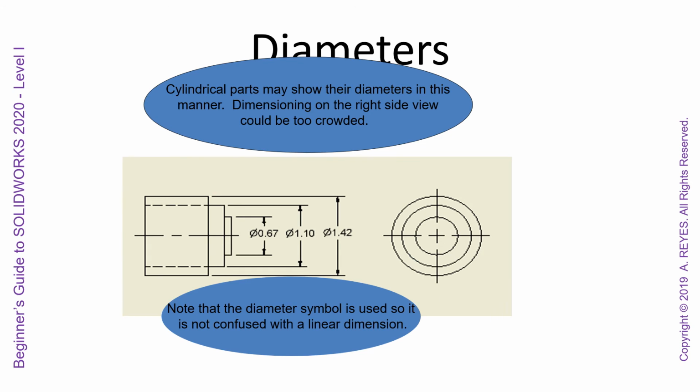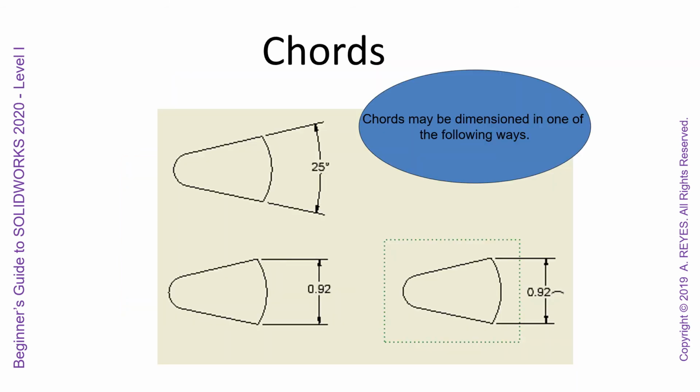Cylindrical parts may show their diameters in this manner. Dimensioning on the right side view may be too crowded. So you can see, instead of showing all the diameters out here on the right side view, we could show the overall diameter on the front view or left side, however they put this in. Note that the diameter symbol is used so it is not confused with a linear dimension.